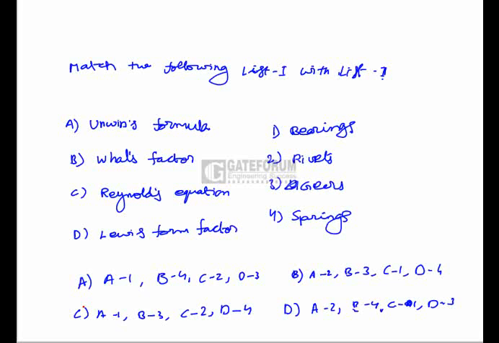Match the following list 1 with list 2. Here list 1 consists of different formula names, that is Unwin's formula, Wahl's factor, Reynolds equation, Lewis form factor, and in list 2 we have bearings, rivets, gears and springs. Here Unwin's formula is associated with rivets, Wahl's factor is associated with springs, Reynolds equation is associated with bearings, and Lewis form factor is associated with gears. So in the options the correct option is D. D is the right answer.